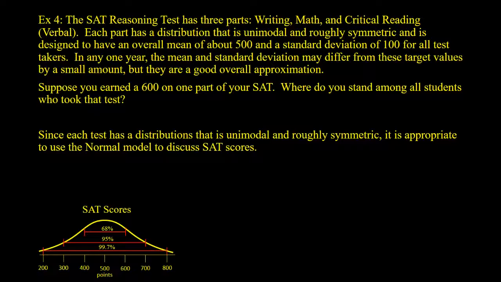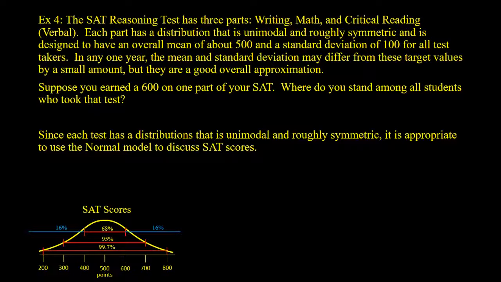Now your score was 600, which puts you exactly 1 standard deviation above the mean. 68% of scores are between 400 and 600 points, which means the remaining 32% is outside of that range. Since again we're symmetric, 16% of scores are below 400 and 16% are above 600. So you stand in the 84th percentile. 16% of scores would be above yours, but 84% would be below.